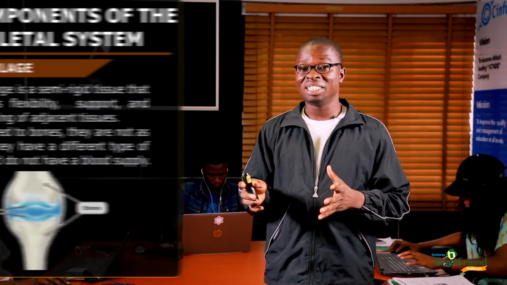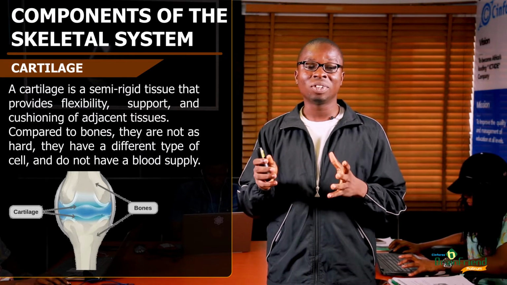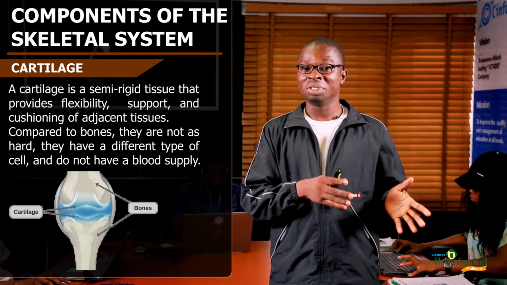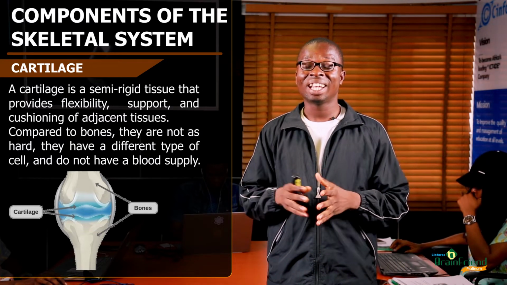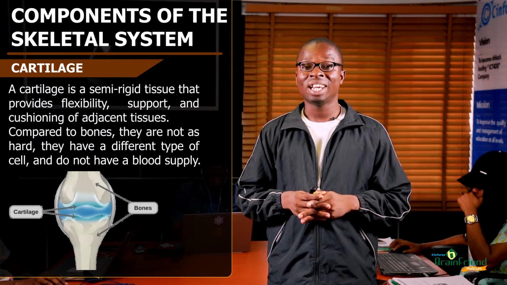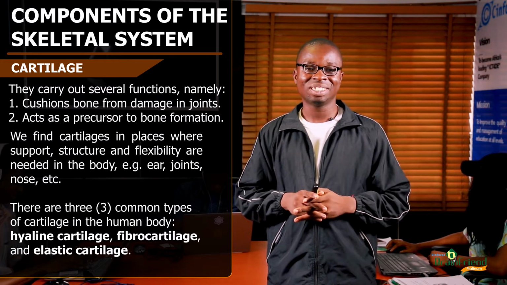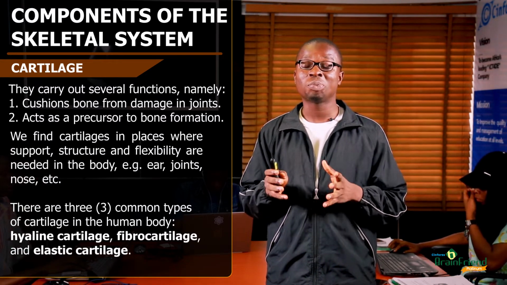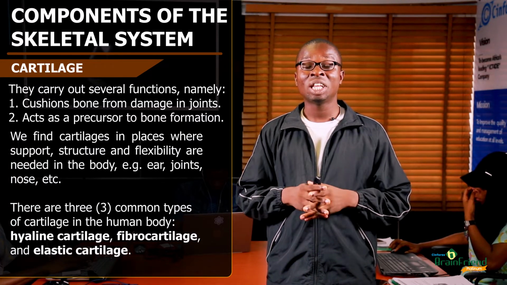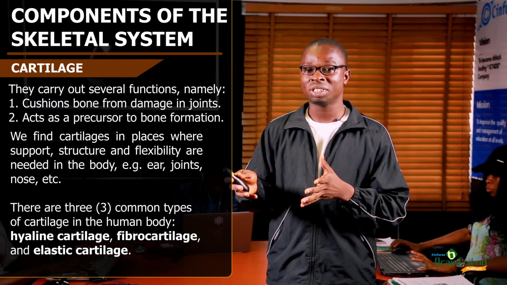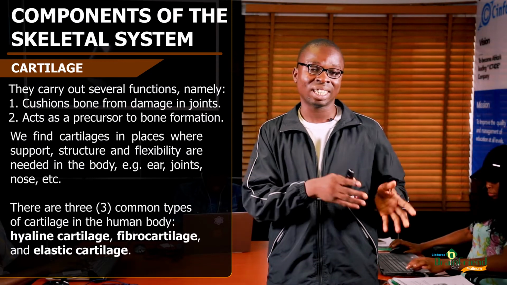Now let's talk about another component of the skeletal system, which is the cartilage. A cartilage is a semi-rigid tissue that provides flexibility, support, and cushioning of adjacent bones. Compared to bones, cartilages are not as hard and are made up of different types of cells, and they do not have a blood supply. They perform important functions in the human body, which includes cushioning of bones to prevent damage to bones in a joint. They also act as a precursor to the formation of bones. That means most bones do not begin as bones, but they start as cartilages.